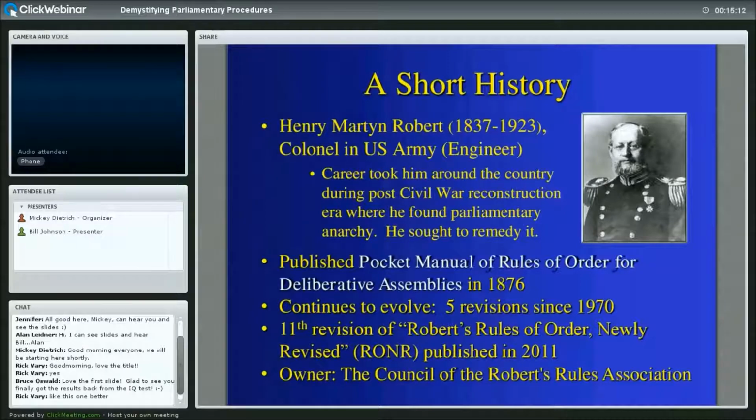And those rules are a living set of rules. They've continued to evolve. They're not stuck in the past. There have been a total of 11 revisions, the most recent of which is a 2011 revision, which was a very substantial revision, by the way. And the family was actively the owner of these rules through the 1950s, and then they established something called the Council of Robert's Rules Association. So it's a non-profit association that owns the copyrights to Robert's Rules of Order, and that's who keeps this stuff.